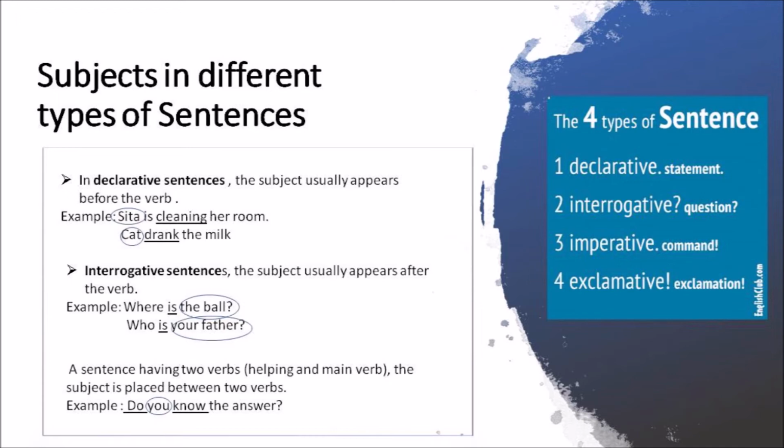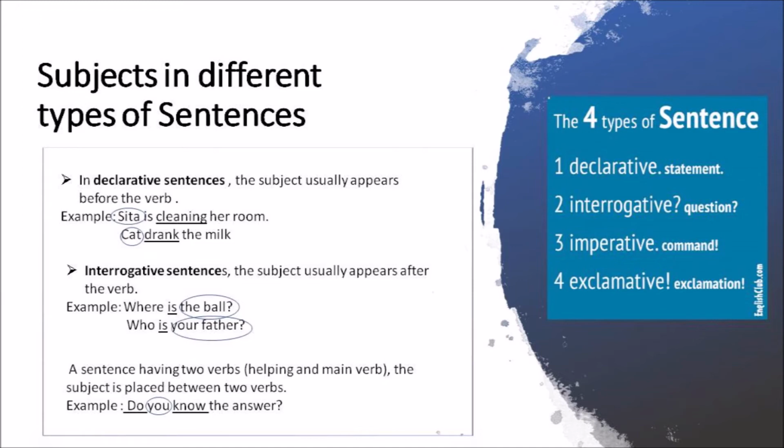Now first is declarative. In declarative sentences, the subject usually appears before the verb. The example is: Sita is cleaning her room. Here Sita is a noun and is cleaning is a verb. So when the noun comes before a verb, it becomes a subject. Second, the cat drank the milk. Drank is the verb and cat is the subject.